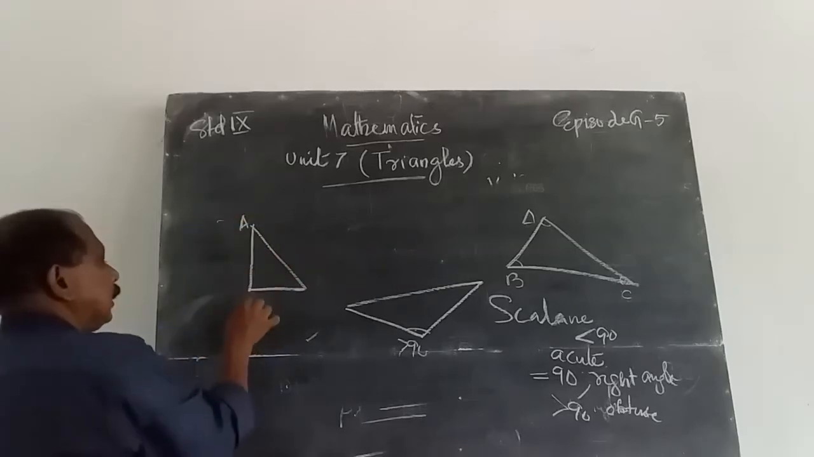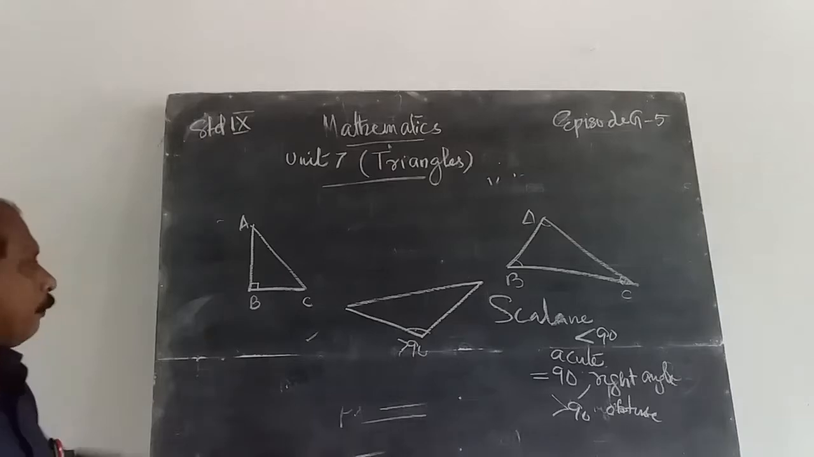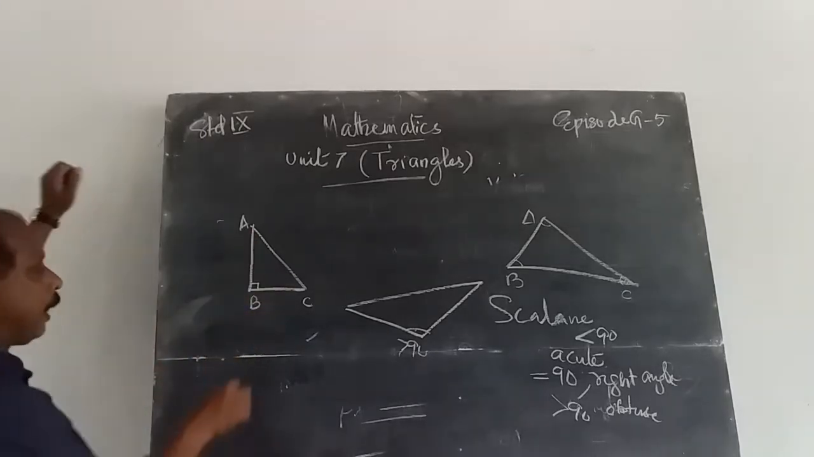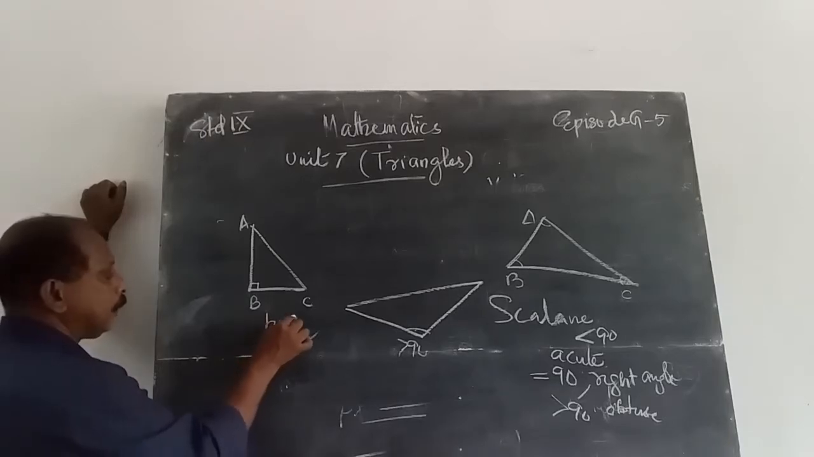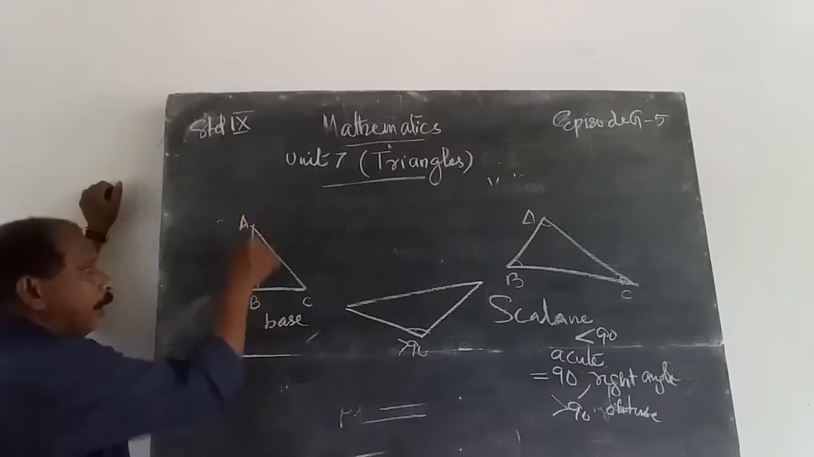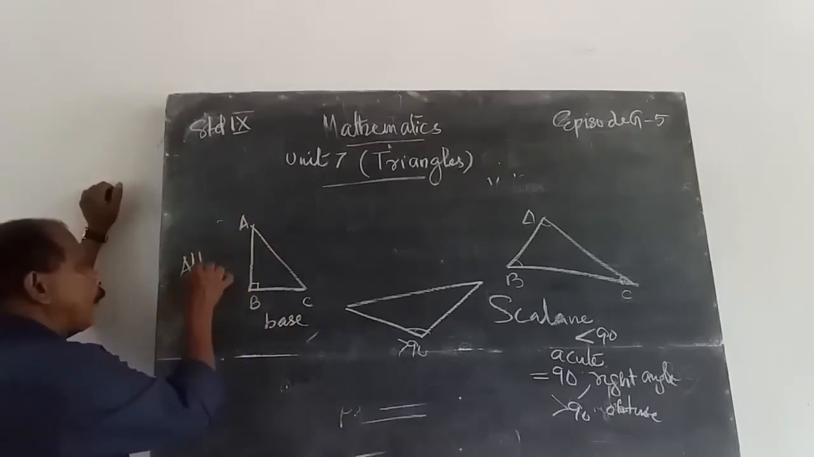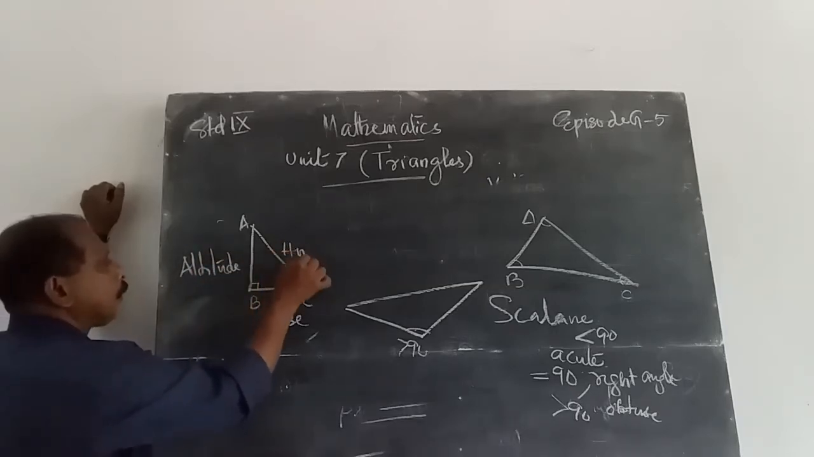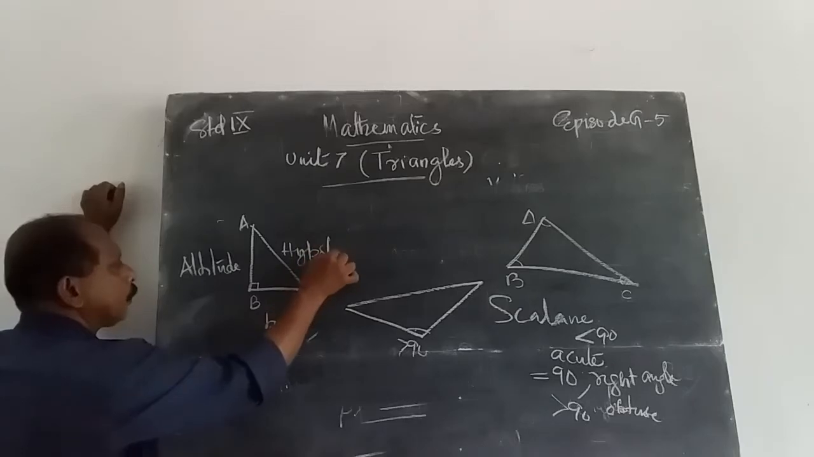That is, ABC is a right angle triangle, right angle at B. Therefore, the side opposite B is the longest side. BC is known as the base. AB is known as the altitude. And AC is known as the hypotenuse.